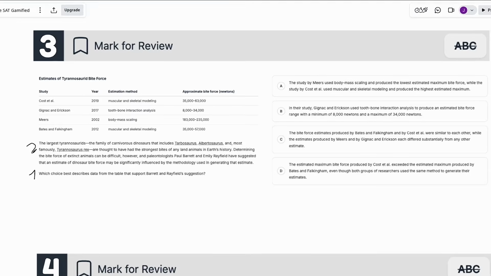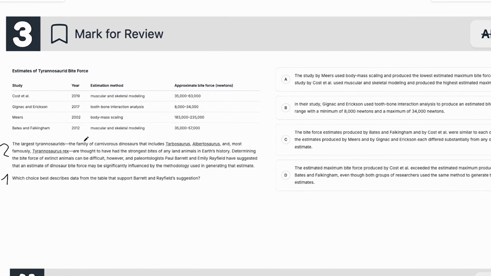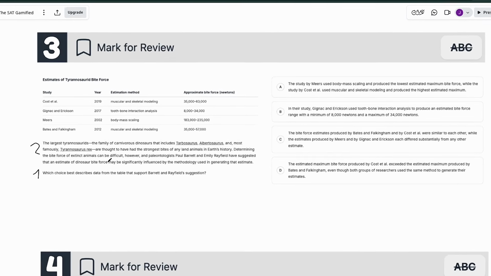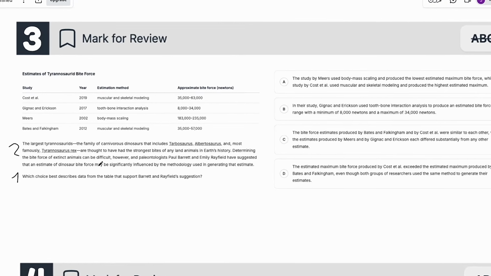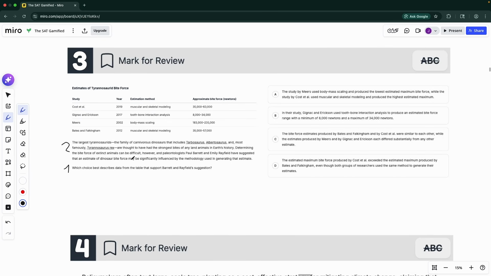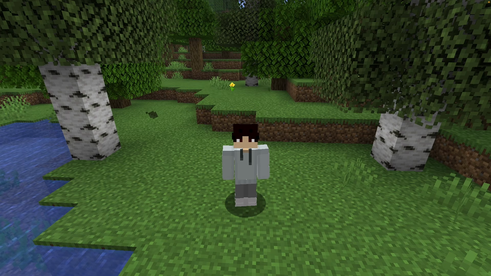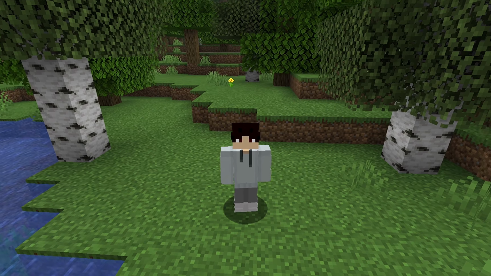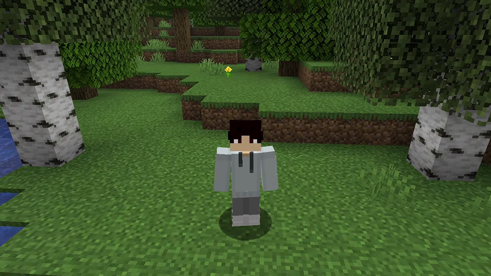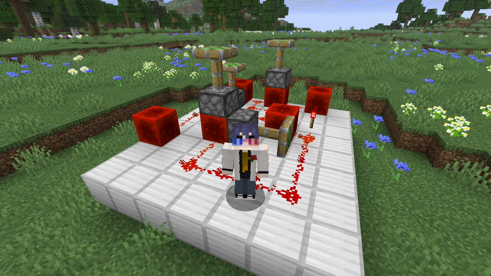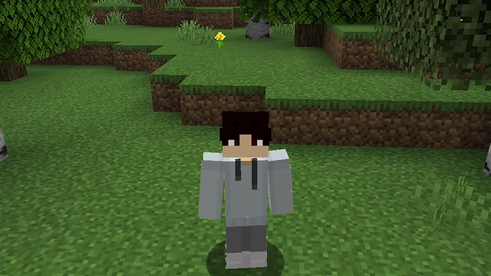The largest tyrannosaurids, the family of carnivorous dinosaurs that includes all this stuff, are thought to have had the strongest bites of any land animals in Earth's history. Determining the bite force of extinct animals can be difficult, however, and paleontologists Paul Barrett and Emily Rayfield have suggested that an estimated dinosaur bite force may be significantly influenced by the methodology used in generating that estimate. So these dinosaurs had really, really strong bites. But obviously we don't have any dinosaurs walking around anymore, so these people have to use very specific methods to determine how strong those bite forces actually were. And depending on their method, they may get different results.